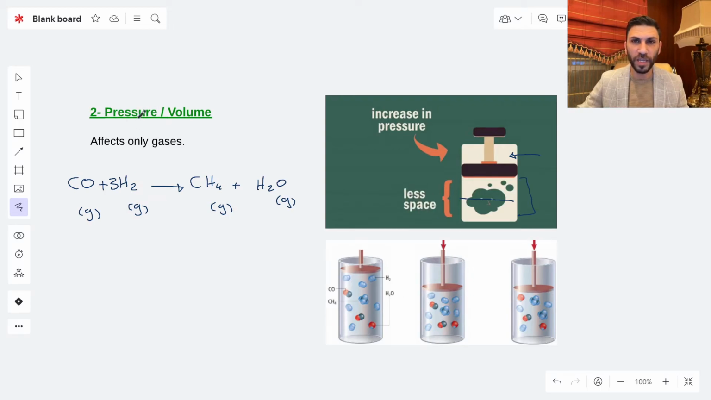How can we study the effect of the pressure? First of all, it affects only gases. So we need to count the number of moles of gases on each side, on the products and on the reactants. So for example, here we have only 1 mole of CO, which is a gas. And we have 3 moles of H2, which is also a gas. So the total number of gases on the reactant side is 4 moles of gas. Here, on the product, we have only 1 mole of CH4 and 1 mole of H2O. Both of them are gases. So the total number of moles of gases is going to be 2 moles.